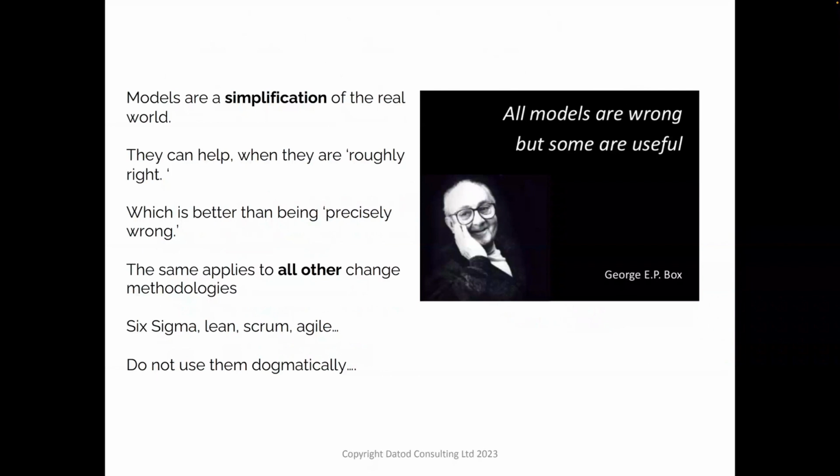Now, the models in change management are obviously simplifications, so I'm doing them a bit of an injustice. They are simplifications of the real world, and they can help when they're roughly right, which is better than being precisely wrong. But the same applies to all change methodologies, be it Six Sigma, Lean, Scrum, or Agile. Do not use them dogmatically, because the world isn't as ordered as we like.